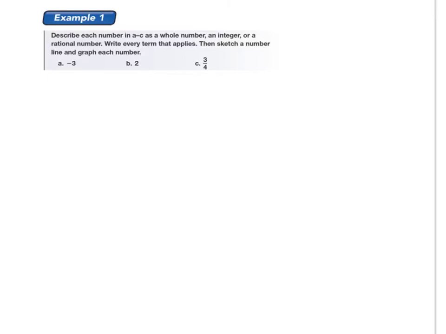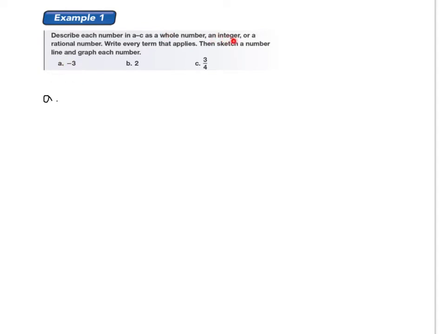Okay, we're going to example 1. Example 1 says describe each number in A through C as a whole number, an integer, or a rational number. Write every term that applies, then sketch a number line and graph each number. Okay, so for part A. Well, negative 3, we'll just go down the list, okay? Is negative 3 a whole number? Well, remember, whole numbers were 0 and a bunch of positives, so negative 3 is not a whole number.